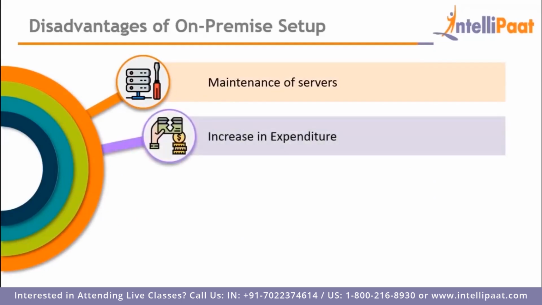Then there will be an increase in expenditure every time you upgrade your hardware, because in an on-premise setup, most of the time when your website's or application's traffic goes down, your hardware components will be idle. When they are idle, it is a total waste of money and total waste of time to have that many hardware components. And also it increases your expenditure because you have to maintain all of the hardware components which are not even in use.